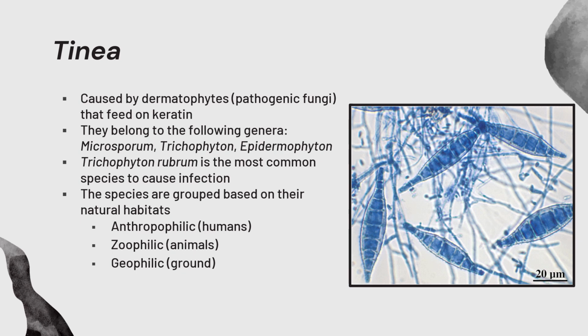The dermatophytes are grouped based on their natural habitats. So you have anthropophilic species, which infect humans, zoophilic species, which primarily affect animals but can be transmitted to humans under suitable conditions, whether that be directly or indirectly, and geophilic species, which reside naturally in the ground, degrading keratin there, but can also infect humans.